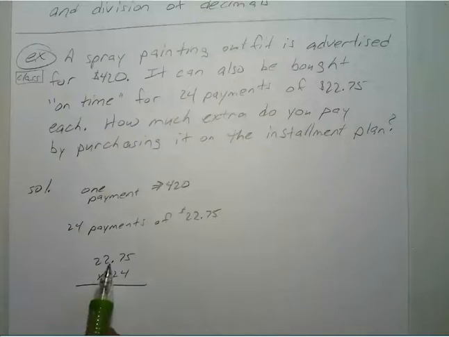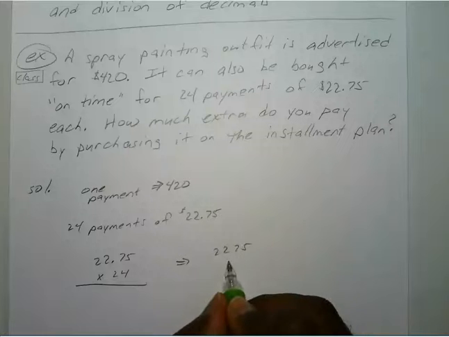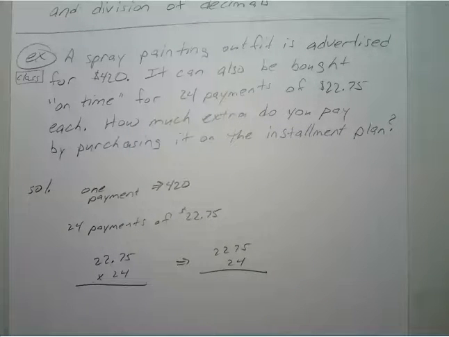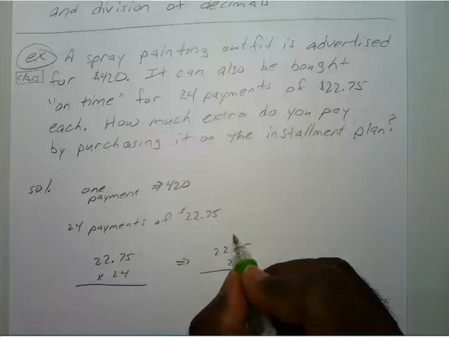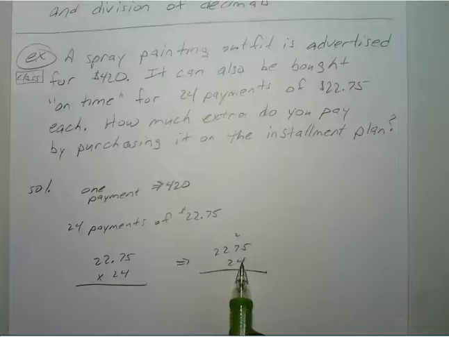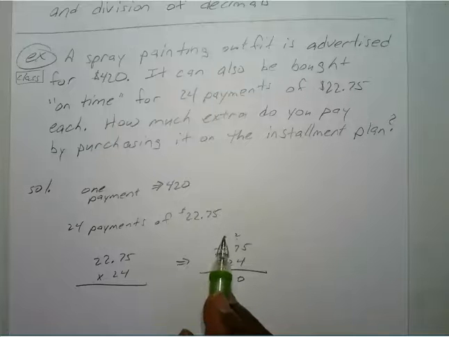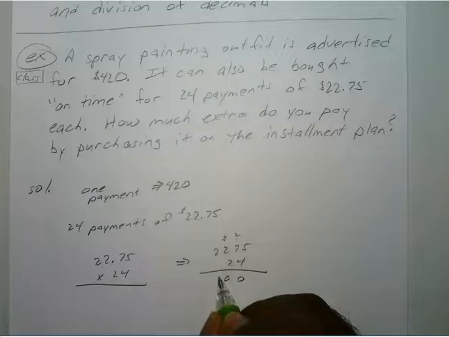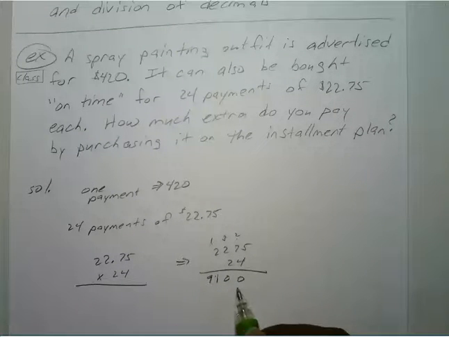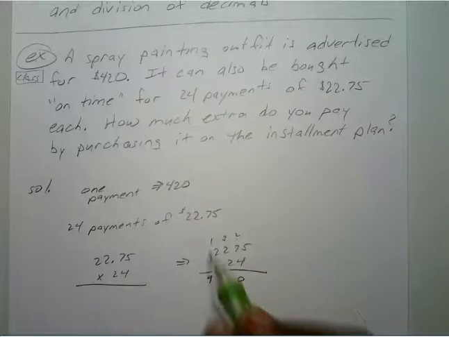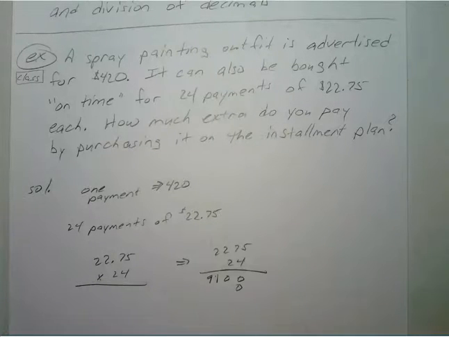Okay, so we're going to temporarily remove the decimal point. So 2,275 times 24. Okay, 4 times 5 is 20. 4 times 7 is 28, plus 2 is 30. 4 times 2 is 8, plus 3 is 11. 4 times 2 is 8, plus 1 is 9. Alright, so we're going to go ahead and remove those so we can do our next line.